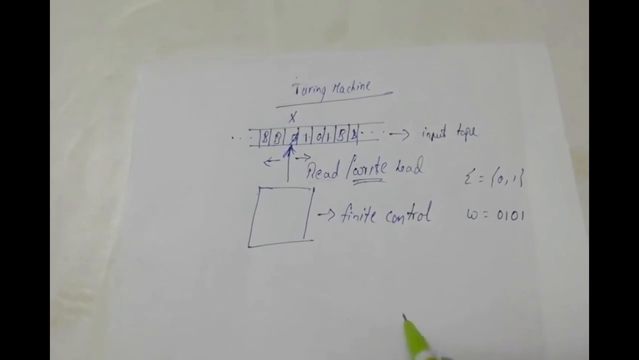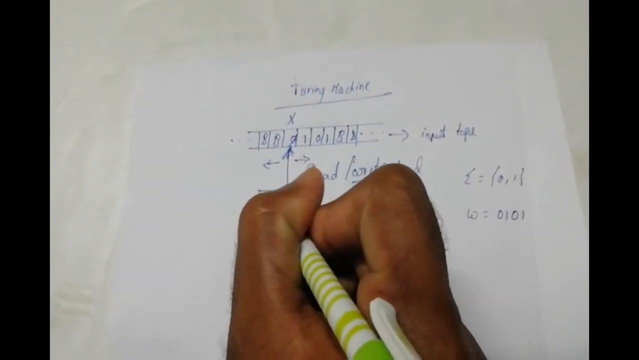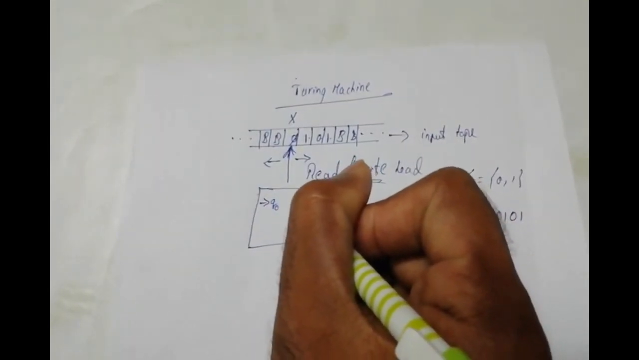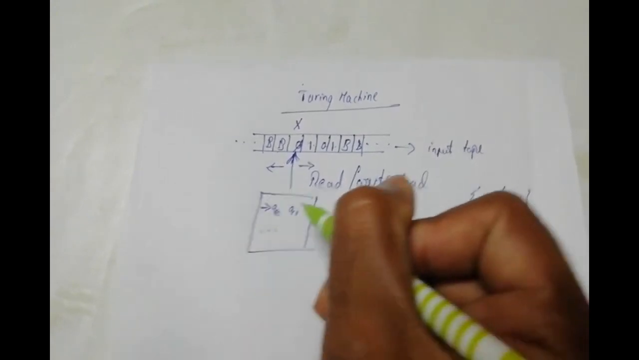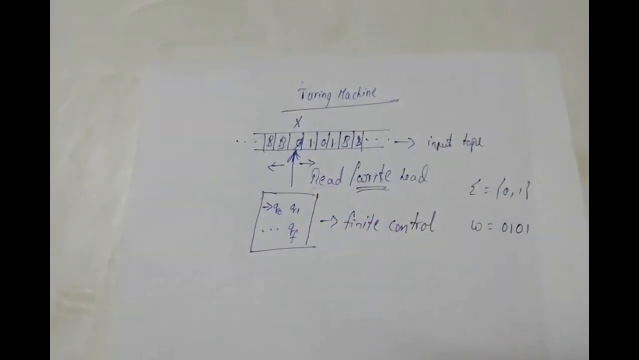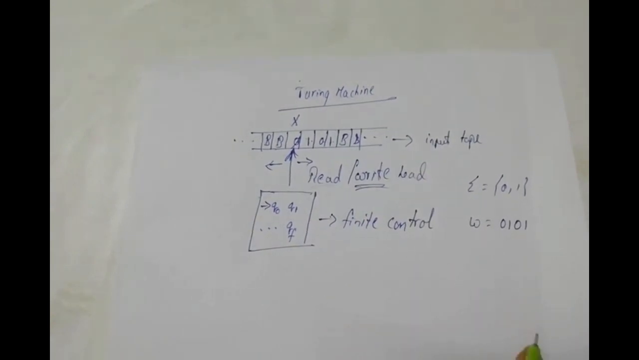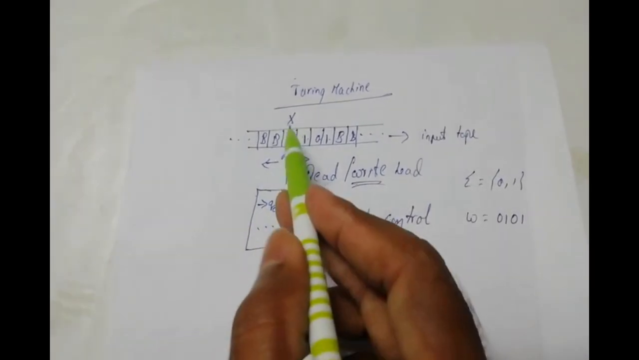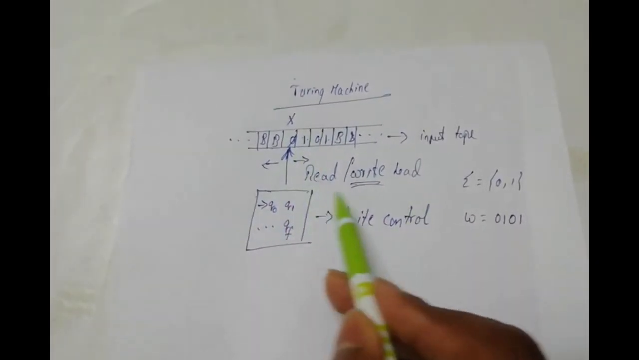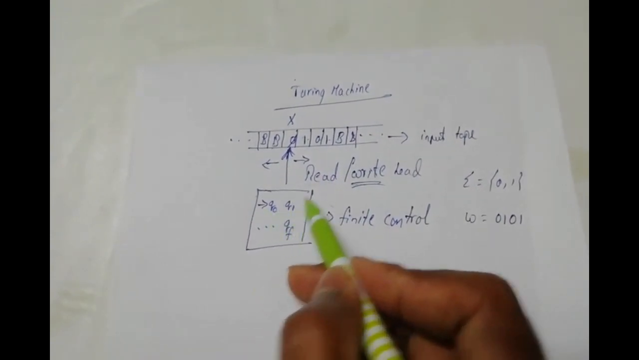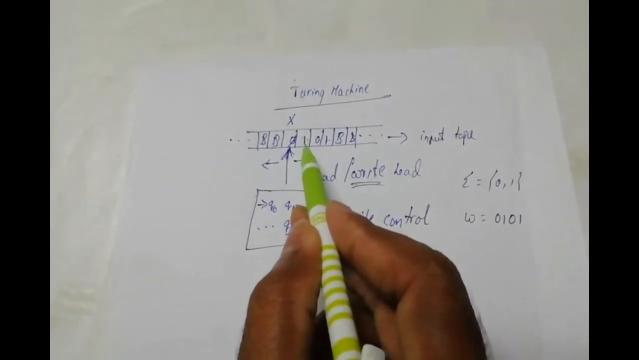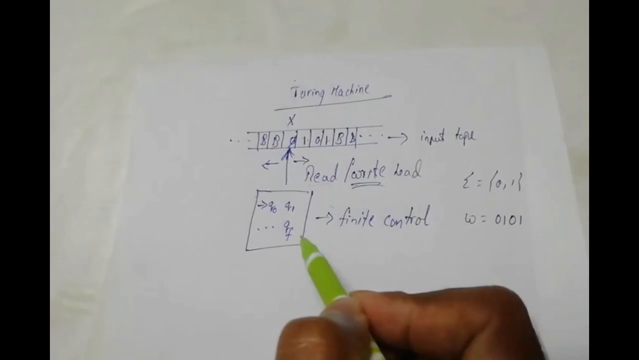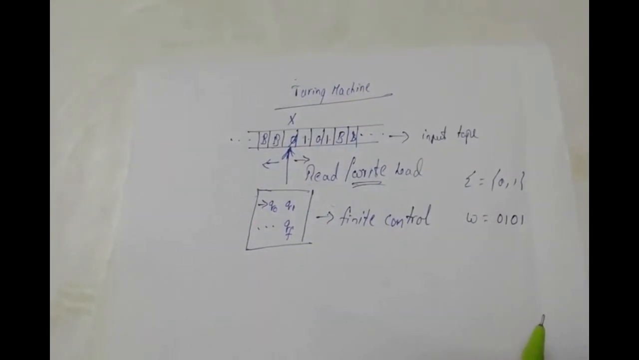Next, coming to the finite control, it contains all the states that belong to the Turing machine. Q0, which is defined as the initial state, and some state Q1 and some other states, and finally a final state QF. This finite control is responsible for switching from one state to another state depending upon the input symbol that is read from the input tape by the read-write head. For example, if you are in state Q0 and the read-write head reads the character 1, it may switch from state Q0 to Q1 or Q2 or QF depending upon the logic of the program.